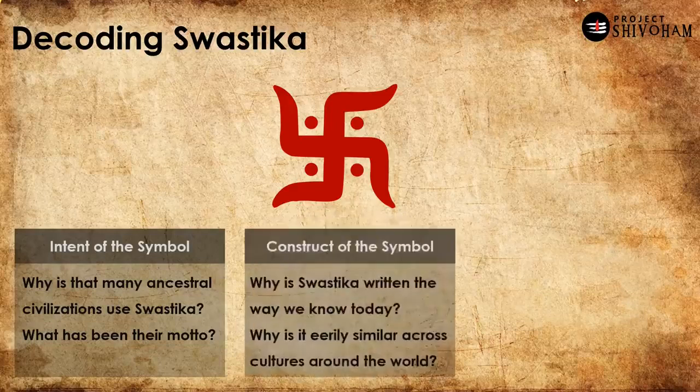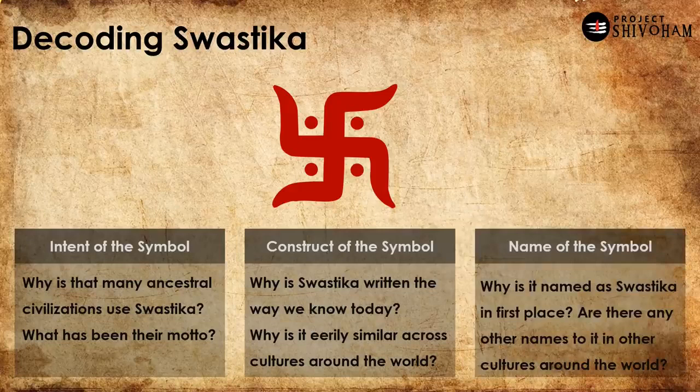And moving on to the next, the construct of the symbol. Here in our context, why is swastika written the way we know today? And why is it eerily similar across the cultures around the world? That is the most important question. And then moving on to the third one, why is the symbol named swastika in the first place? Are there any other names for it in other cultures across the world? These are the three very important questions that we need to understand.